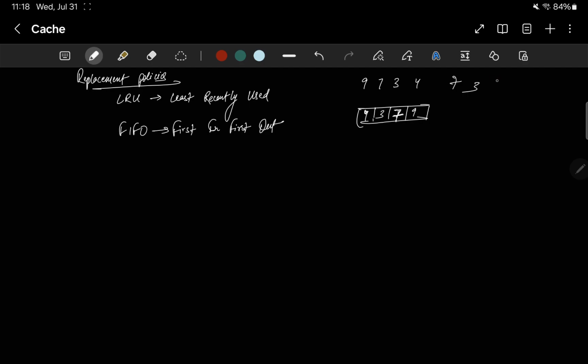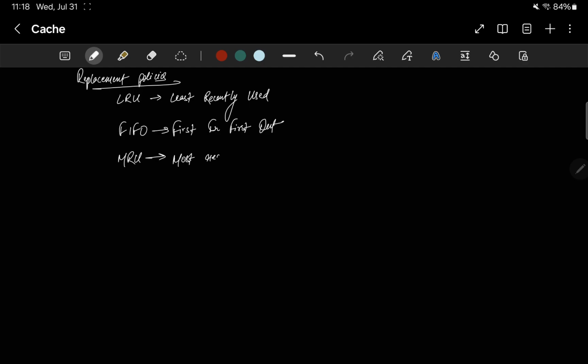But when something like 8 comes, then it says first in, first out. Who was the one which came first? We see that 9 had come first, so 9 will be replaced. Even if 9 had been used after 8 came, under least recently used 9 would not be replaced then, right? But here 9 will be replaced because it was the one which came first. So that's all about FIFO. Now there is one more called most recently used.